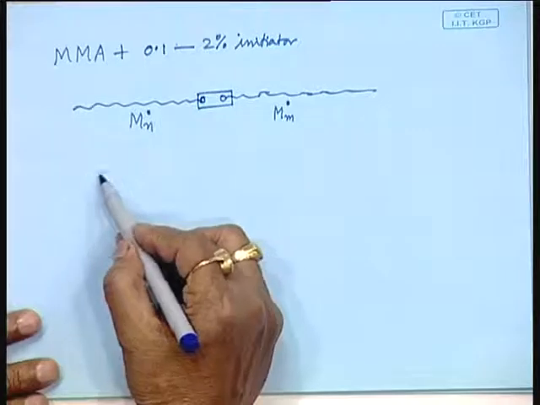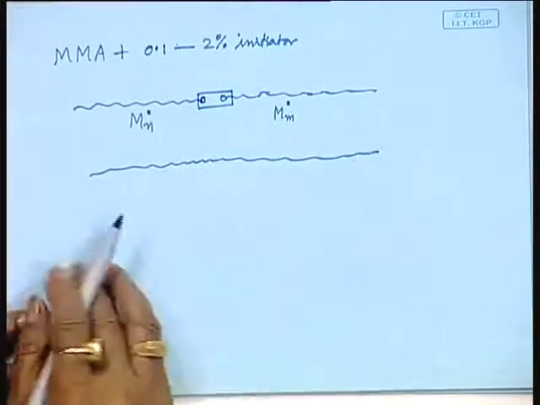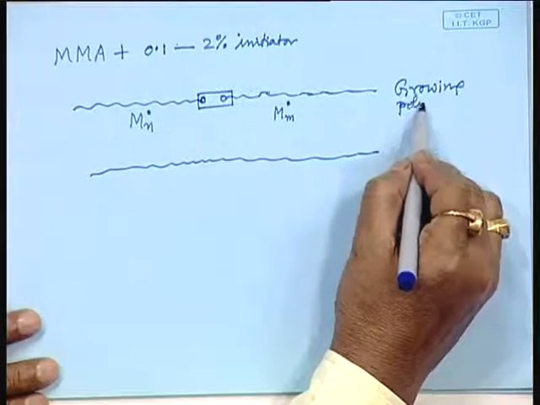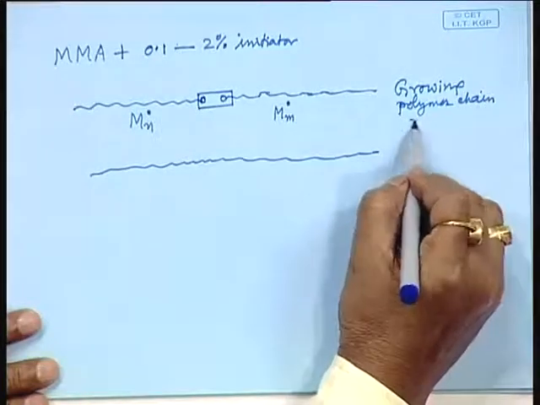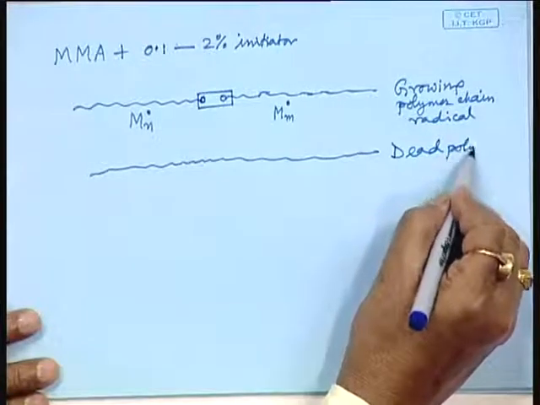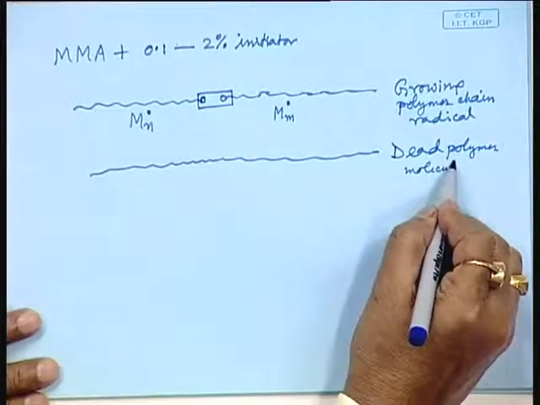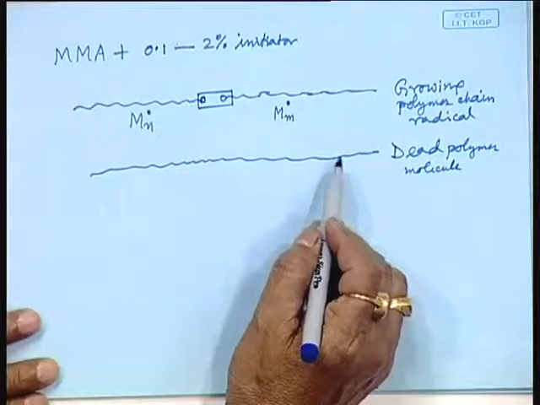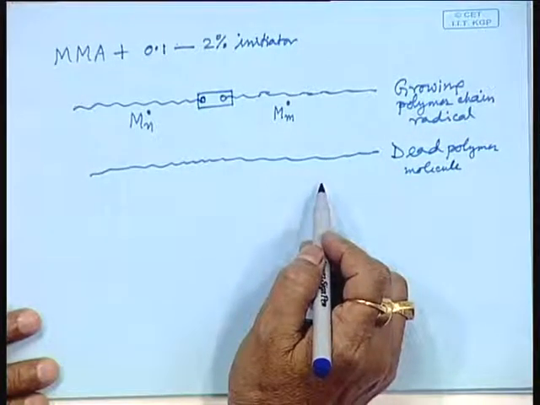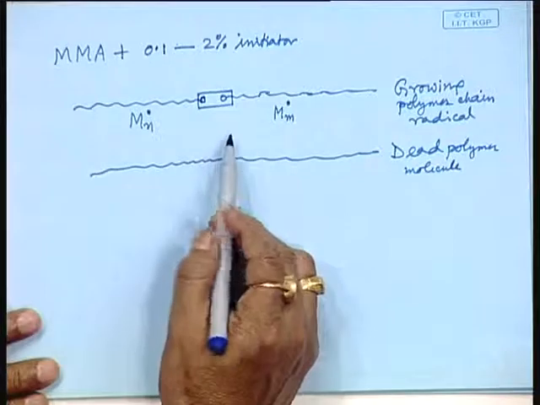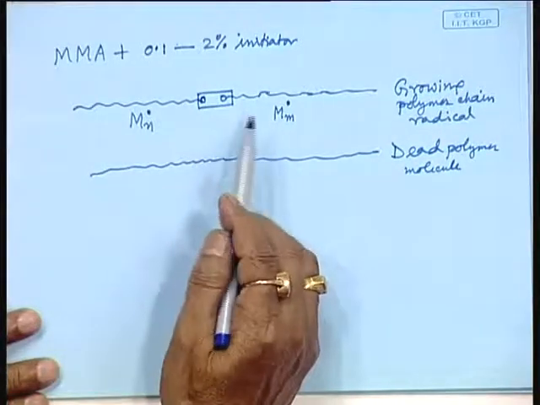So, in effect, this is a dead polymer molecule. It is no longer capable of adding more monomers to it, it is dead. Its radical or growth activity is annihilated, stopped or terminated. This kind of termination is known as termination by coupling of growing chains.